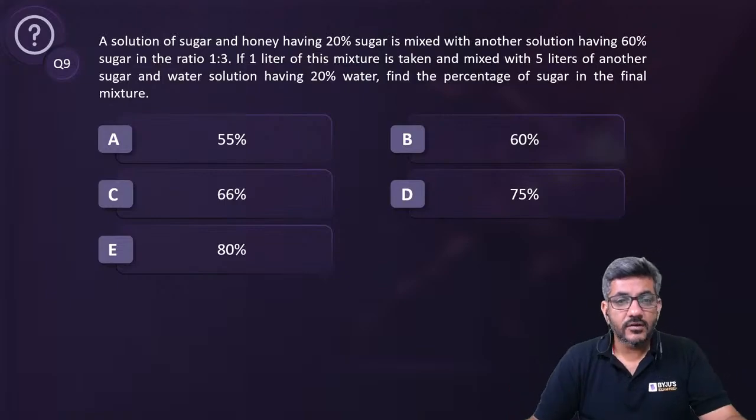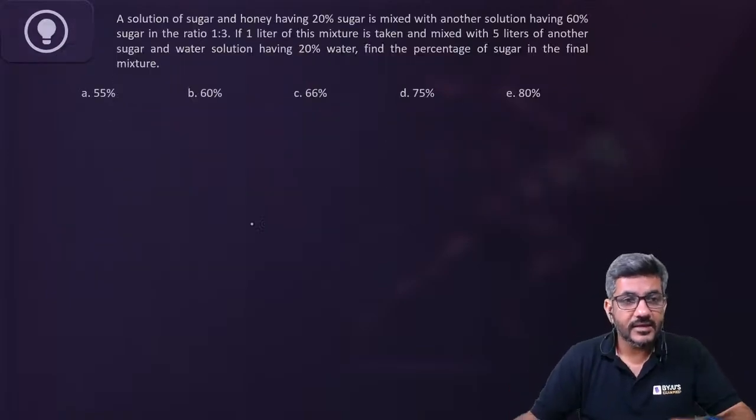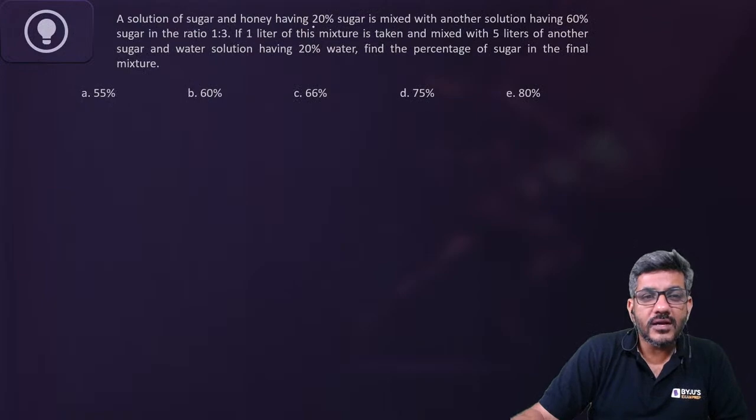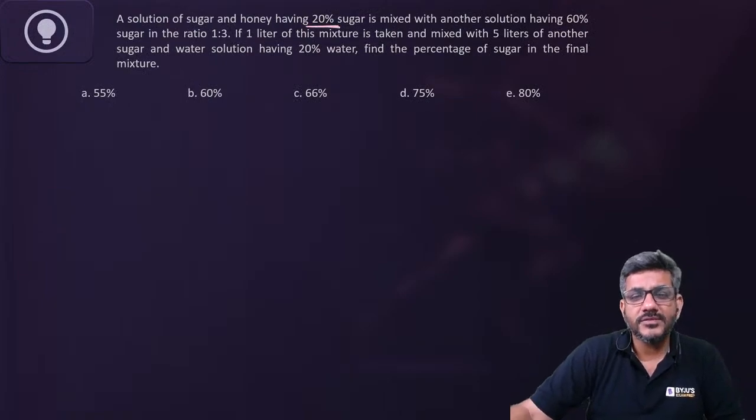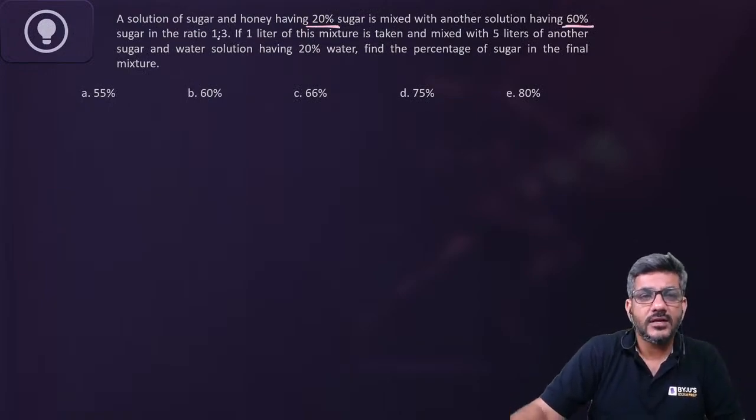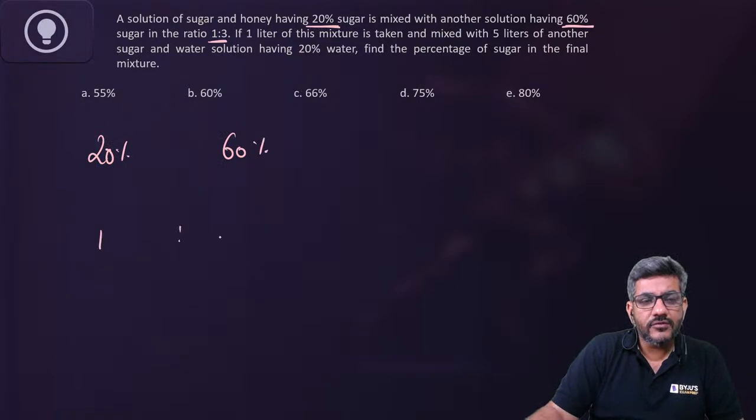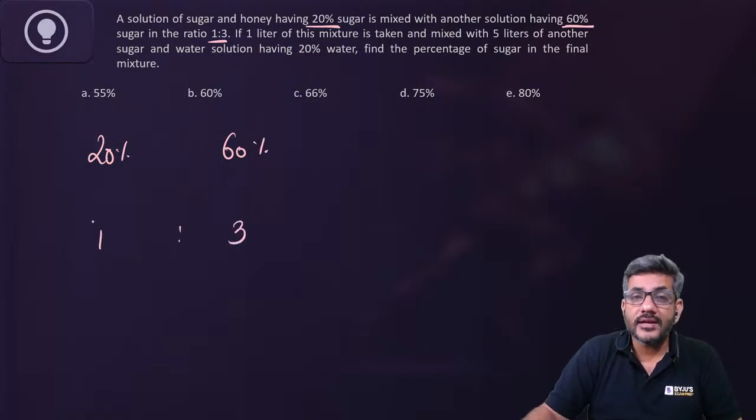चलिए let's start solving this as well. करना शुरू करते हैं. क्या कहता है ये? A solution of sugar and honey having 20% sugar is mixed with another solution having 60% sugar in a ratio of 1:3. 20% sugar mixed with 60% sugar in a ratio of 1:3. Resultant कितना बनेगा? क्या तरीका है?